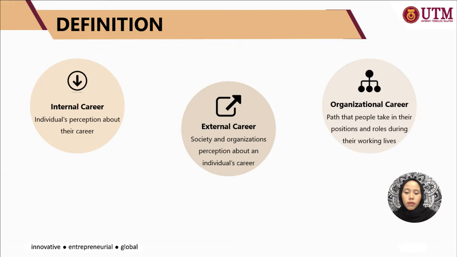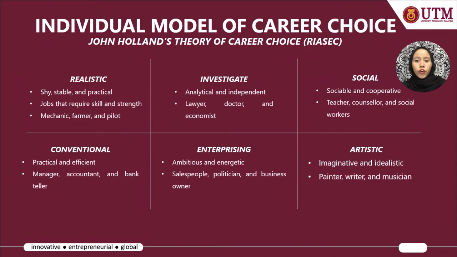their working life. According to John Holland's theory of career choice, our careers are determined by the interaction of our personality and our environment, because most people feel more comfortable working with people who share their personality type. Holland's theory has 6 personality types, which are realistic, investigative, social, conventional, enterprising, and artistic.